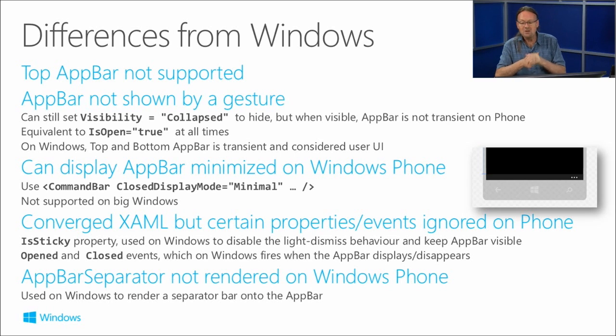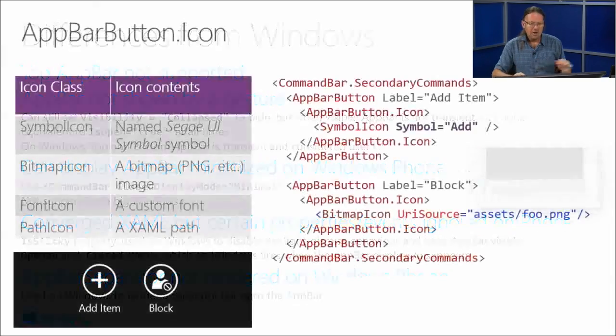And you can minimize the app bar on Windows Phone. So that graphic is showing a minimized app bar. There's no concept of that on big Windows. That'll just be ignored on big Windows. So altogether it's converged XAML, but certain properties are just not going to make any sense and will be ignored depending on which platform you're using that XAML on.